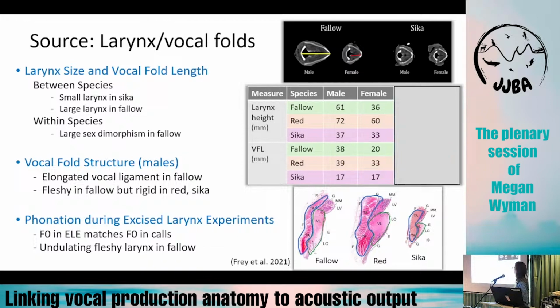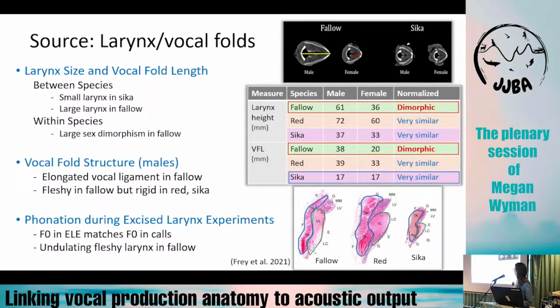And looking at this table here, we see the larynx height, that's this yellow line here, just a measure of how far the larynx is coming out from your throat. And then the vocal fold is right here in this red line. For the fallow, in the males and females, it's quite a sexual dimorphic difference that remains when you normalize for body size. For males and females of red and Sika, for these two metrics, they're very similar in Sika, a little bit different in males, but once you correct for body size, the fallow deer are still very different, but both red and Sika become very similar between the two sexes.